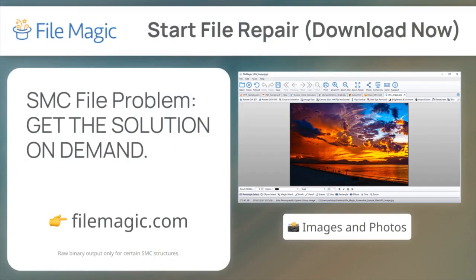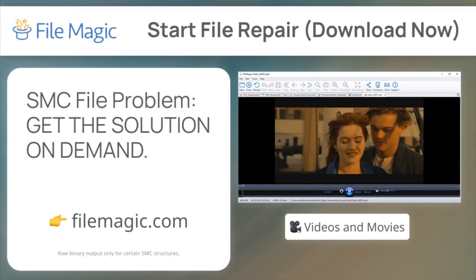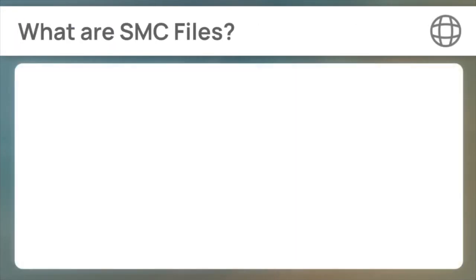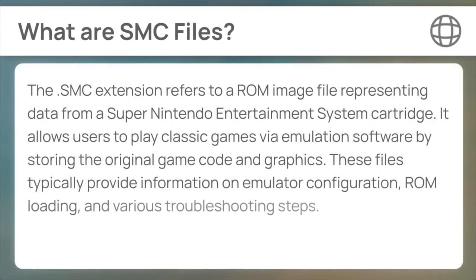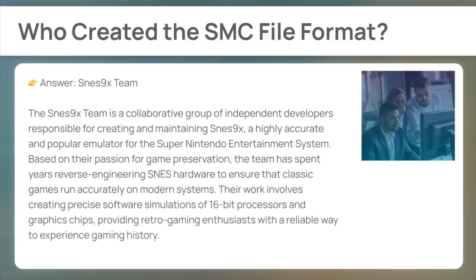This involves a smart application of one premier SMC file inspection tool that minimizes complexity across many different files. The SMC extension refers to a ROM image file representing data from a Super Nintendo Entertainment System cartridge. It allows users to play classic games via emulation software by storing the original game code and graphics. These files typically provide information on emulator configuration, ROM loading, and various troubleshooting steps.